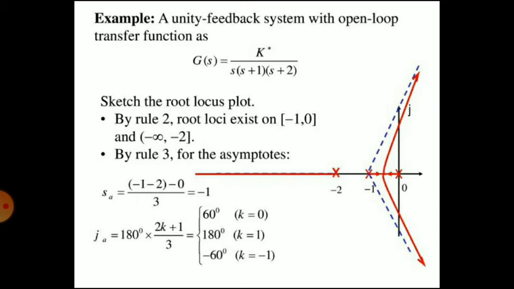So you will get the angles 60 degree, 180 degree and minus 60 degree. From the centroid point, you have to draw the asymptotes. Only two asymptotes will be applicable. Minus 60 degree is not applicable, because the same line will appear for minus 60 degree.